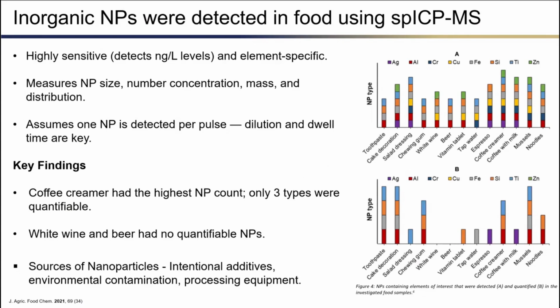They can be intentional additives like titanium dioxide in food coloring, and they can be present due to environmental contamination like iron nanoparticles from pipe corrosion, and also they can be present because of processing equipment like silver nanoparticles from coffee machines. The study acknowledges that you need complementary techniques like total ICP-MS and scanning electron microscopy for full characterization and definite conclusions as well.